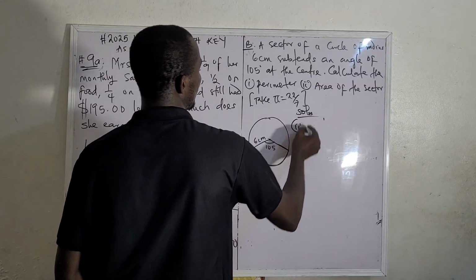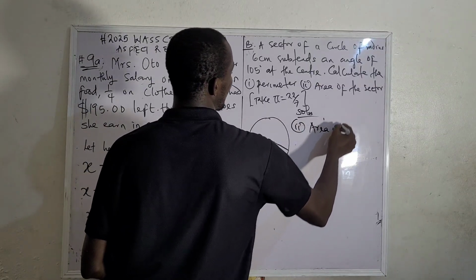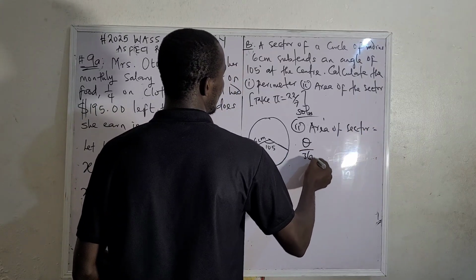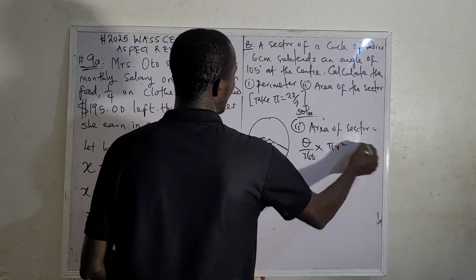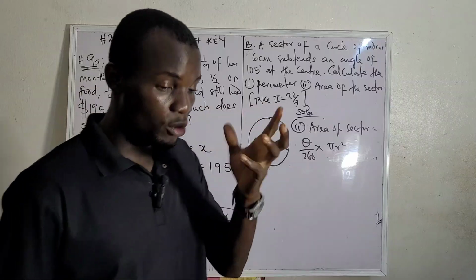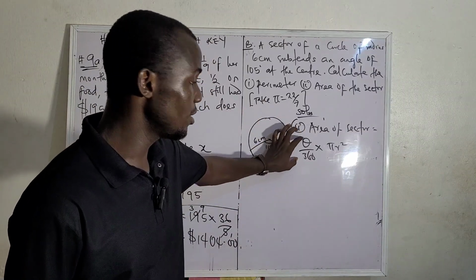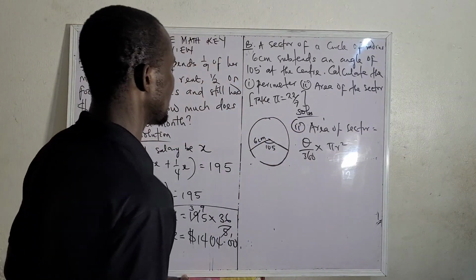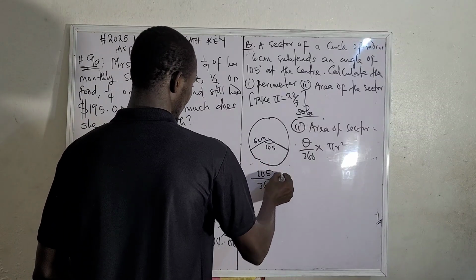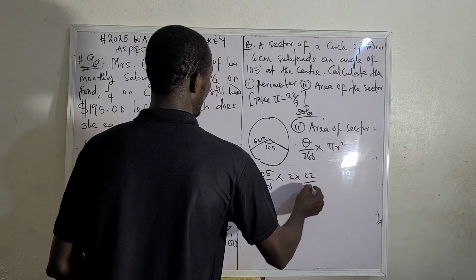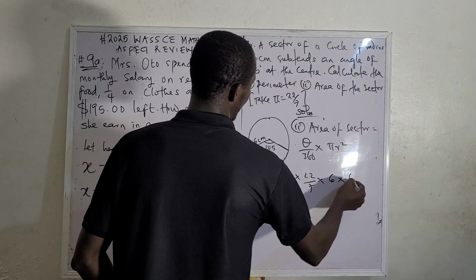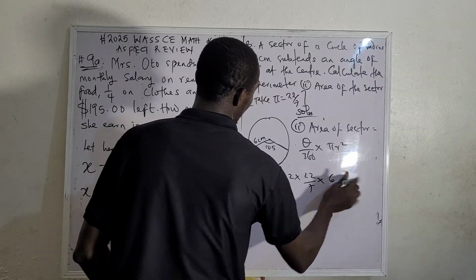Number 2, area of sector equals theta over 360 times the area of the circle. So this is just like a portion, right? A fraction of the circle. So this theta over 360 represents a fraction of the circle. So this will be 105 over 360 times 22 over 7 times my r, that is 6 times 6. Let me just use 6 squared.